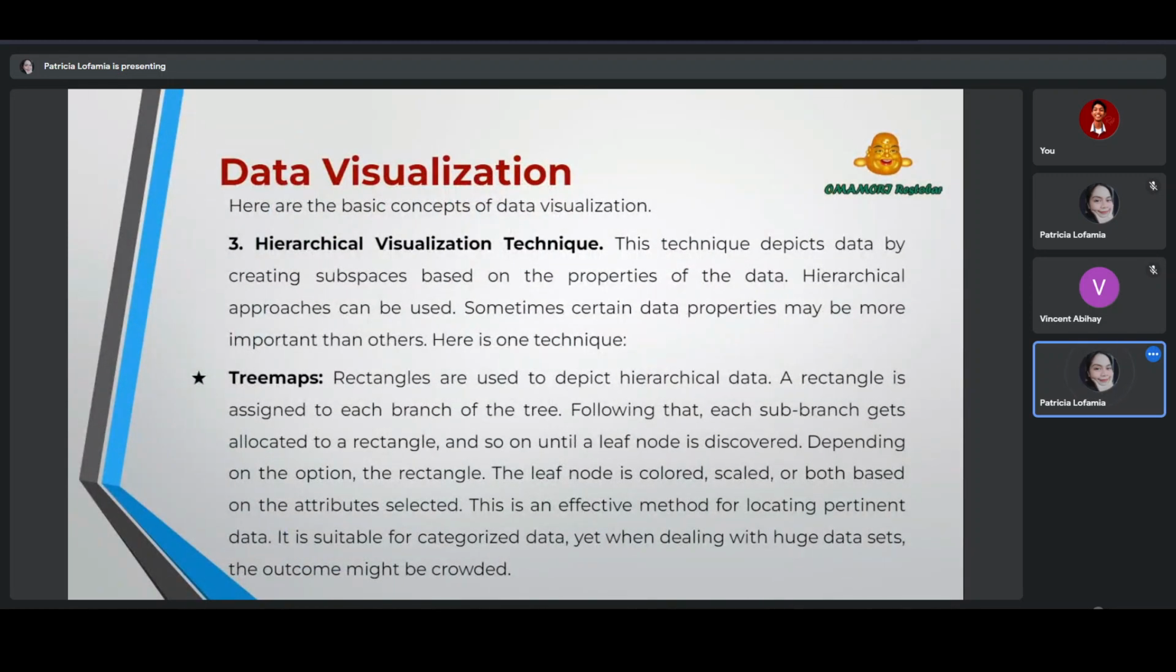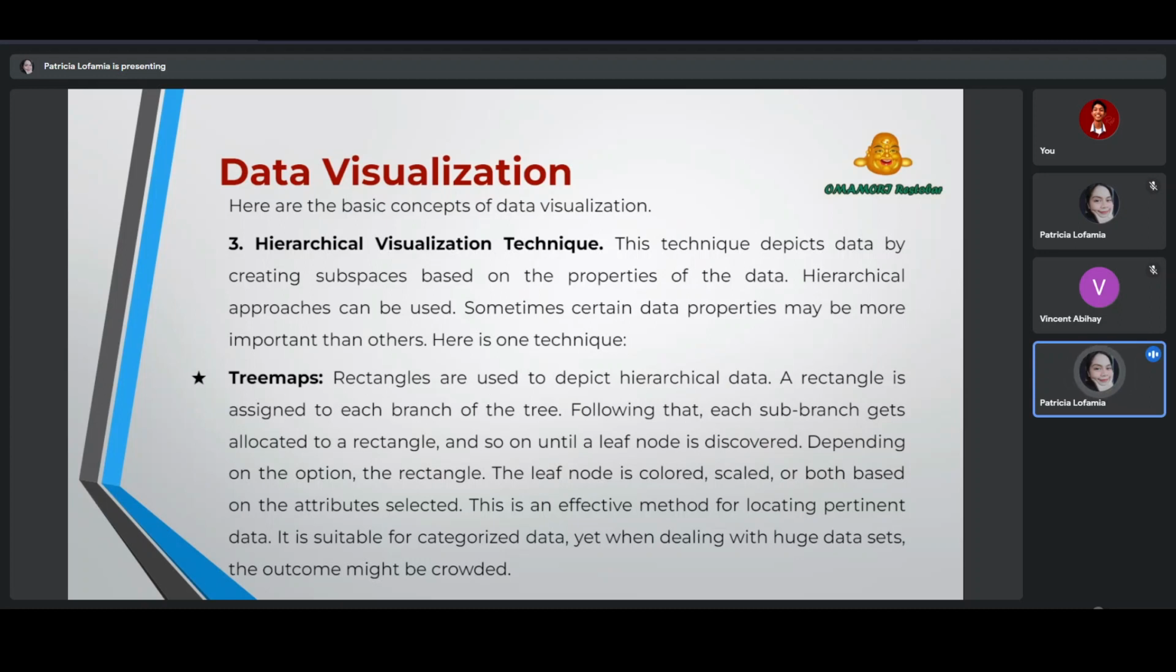Third, basic concept of data visualization. Hierarchical visualization technique. This technique depicts data by creating subspaces based on the properties of the data. Hierarchical approaches can be used when sometimes certain data properties may be more important than others.